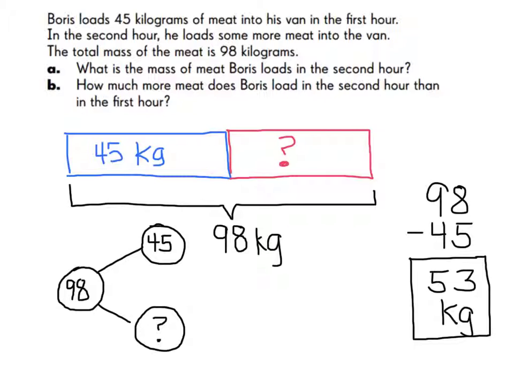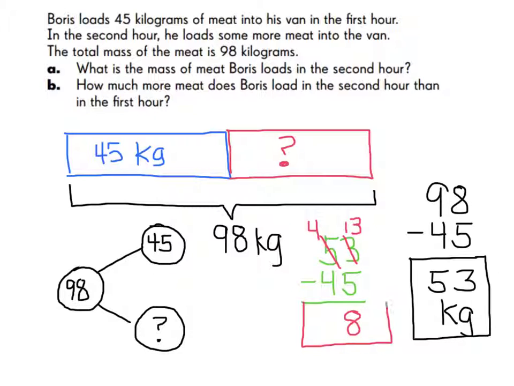Next, they ask us how much more meat was loaded in the second hour than the first. So, we'll subtract the first from the second hour. We need to trade one of these tens, leaving us 4, for 10 tens. If there were 3 tens and we add 10 tens, we now have 13 tens. From that, we take 5 and are left with 8. So there are 8 more kilograms loaded in the second hour than the first.